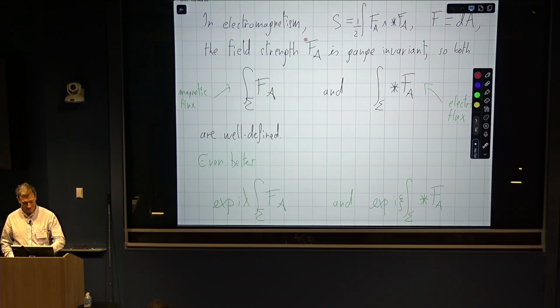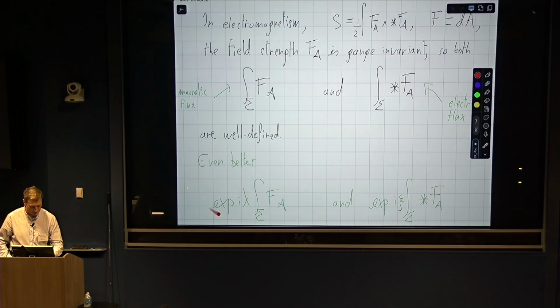Since the curvature is gauge invariant by itself, and it's a two-form, you can integrate it directly on the surface, or you can take its Hodge dual and integrate it over the surface. Both these quantities are observable. Physically, this is the magnetic flux, this is the electric flux, and both are well defined.